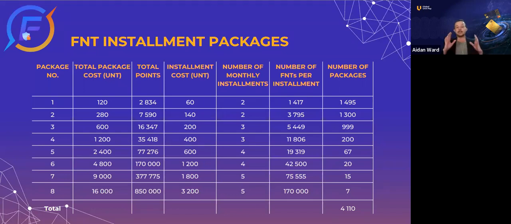So every single month that you honor those FNT installments, you will get, in this case for package number 7, 75,555. And of course, if people are prioritizing getting the bigger packages sooner, they're going to have the faster growth of their FNT portfolio.